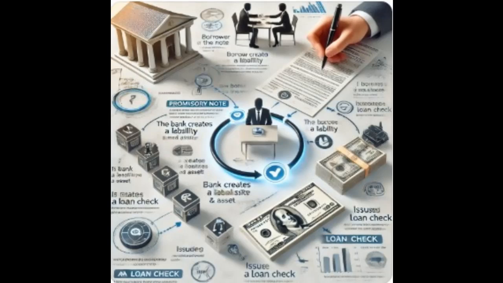7. Federal Reserve policies. According to standard Federal Reserve banking practices, the promissory note is recorded as an asset. A matching liability or deposit is created. The bank issues a loan check from the new deposit. This process does not involve the bank using its own money or depositors' funds.